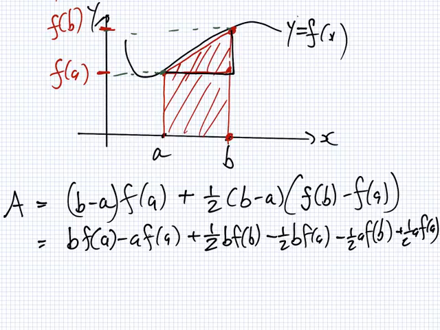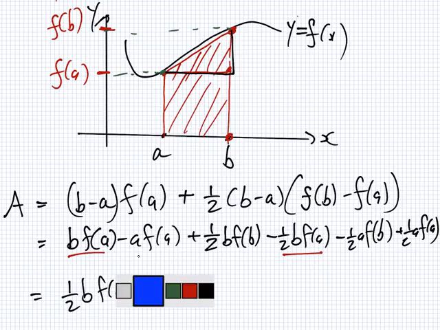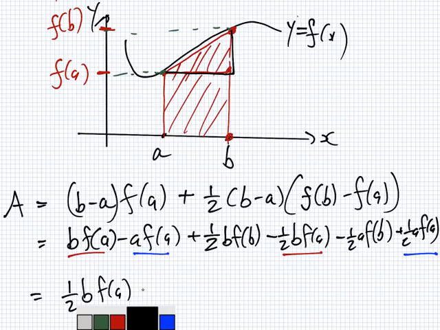Don't write this just yet because I don't know if this simplifies. And what can we put together? Do we have a b f(a)? Here it is here. No, it's not. Here it is here. b f(a). So that would be a half b f(a). Now, do I have another a f(a)? There it is there. So that's minus a f(a) plus a half a f(a). So that's minus a half a f(a).